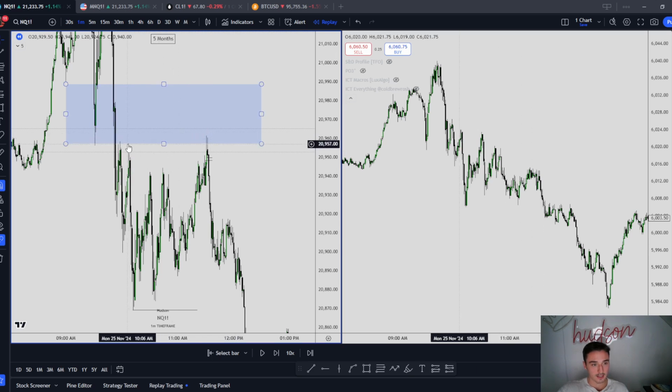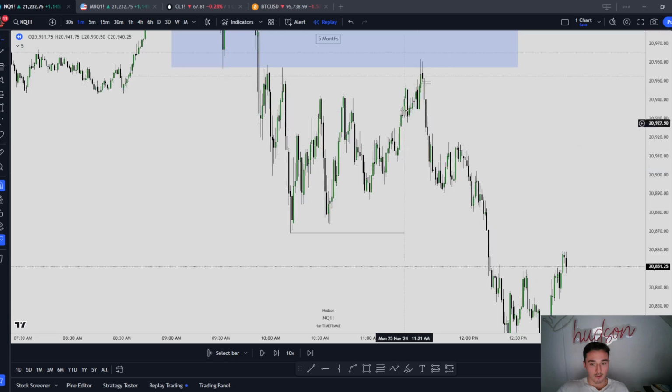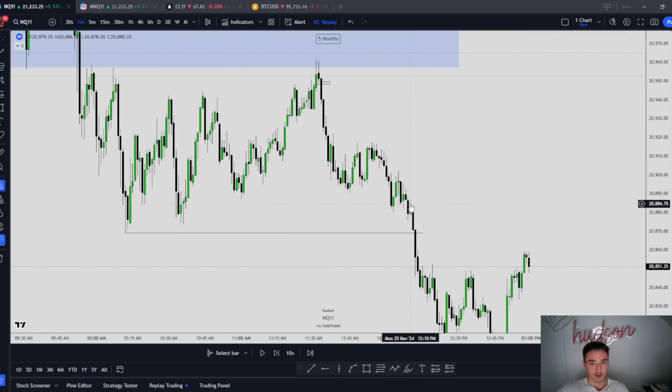SMT with these highs, 30-minute fair value gap, 1 minute inverse right here. Boom. Delivers to these equal lows, right? Failure swings all throughout here. If we run one of them, we're going to run all of them. Comes down and takes this low, right?